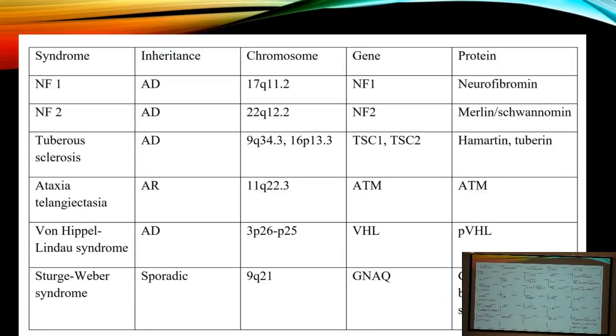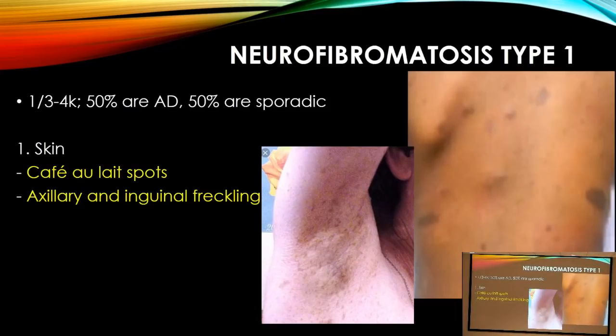Okay, so these are the ones that we're going to go through, and I'll try to make really clear what the key points are to get out of this lecture, so we can see the inheritance, the chromosome, the gene, and the protein product. All right, so neurofibromatosis type 1. And again, I never ask you what is the incidence of a condition. This is just given so you have a relative sense of what is more common or less common. So this is the most common, 1 in 3 or 4,000. Half are autosomal dominant, but the other half are spontaneous mutations. And so they have characteristic skin findings.